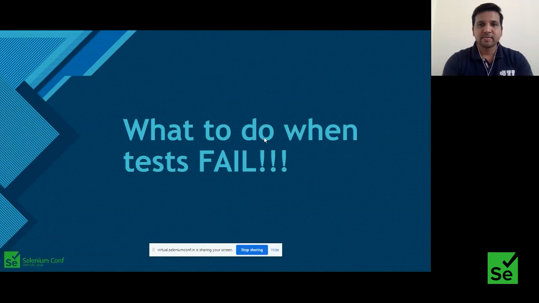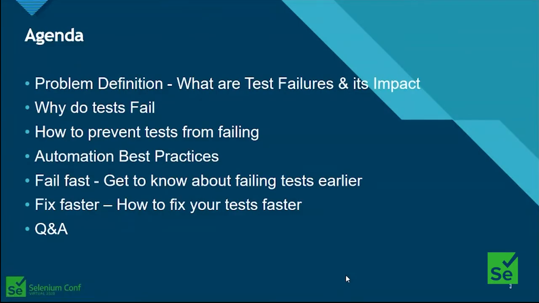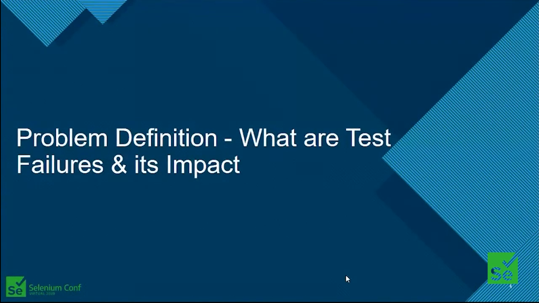Again, welcome you all to our session where we'll be talking about what to do when tests fail. We have given our intro already, so I'm Tarun and with me is Sandeep. We will look at some common causes of test failures and how to prevent them. We will also go over some of the best practices for functional automation. In the last, we will cover some techniques using which we can get to know about failing tests at the earliest and discuss what we can do to fix them faster. Okay, so let's get started. Over to you, Sandeep.